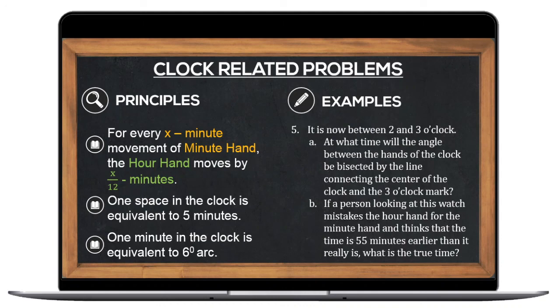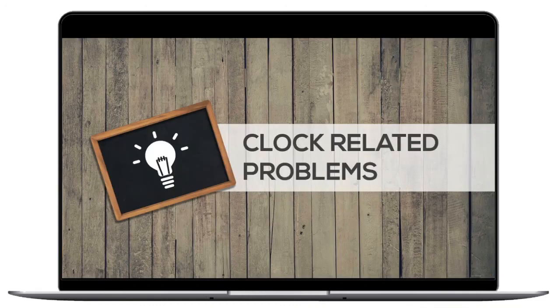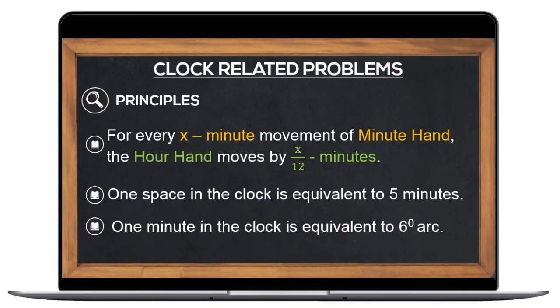Okay, so we should always note that in clock problems, we need to understand these principles, okay? That for every x minute movement of the minute hand, the hour hand moves by x over 12 minutes. That one space in the clock, yung pagitan ng mga markers natin, yung mga o'clock mark ay 5 minutes. 1 minute in the clock is equivalent to 6-degree arc. Then plus yung mga formulas na dinidiscuss natin kanina. Okay? When the minute hand is behind or when the minute hand is ahead.